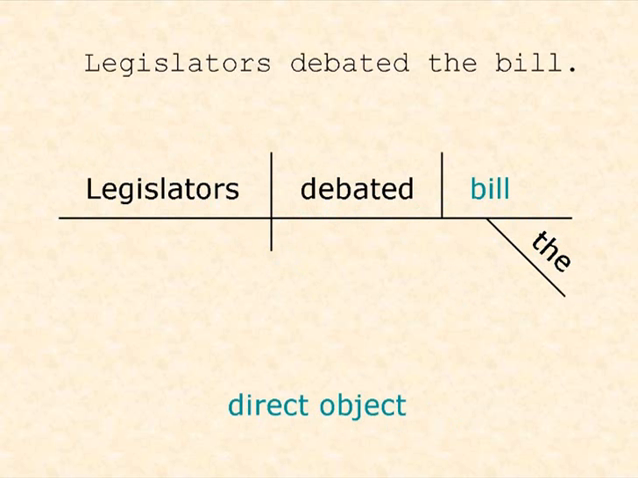This diagram shows a sentence with a transitive active verb and a direct object. In the diagram, Bill is the direct object, and it goes after the verb and vertical line. Bill.